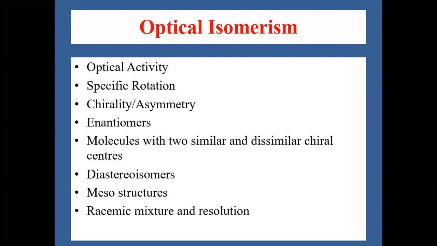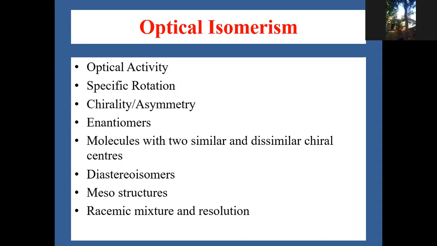Now students, our next concept is about optical isomerism. Now what are the contents of this optical isomerism? First one is optical activity, then we have specific rotation, then we have chirality or asymmetry, enantiomers, then molecules with two similar and dissimilar chiral centers, diastereomers, meso structures, racemic mixture, and then we have resolution.